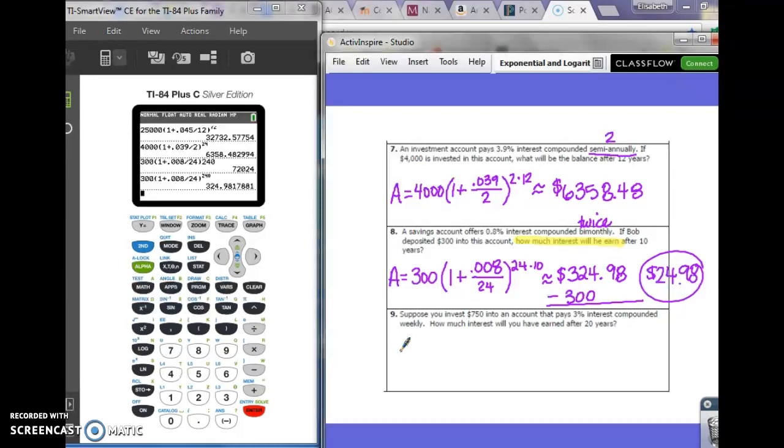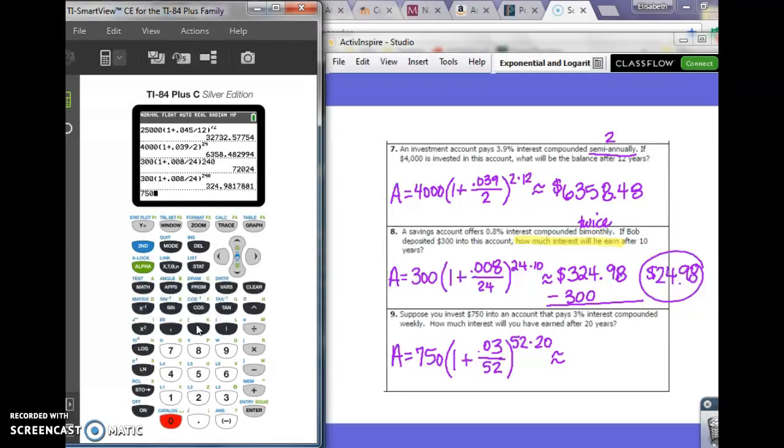And then the last example, suppose you invest $750 into an account that pays 3% interest compounded weekly. So that would be 0.03 compounded weekly. There are approximately 52 weeks in a year. So the number of compoundings will be 52. That same 52 will be in the power, and after 20 years, well, that 20 will be up there in the power as well.